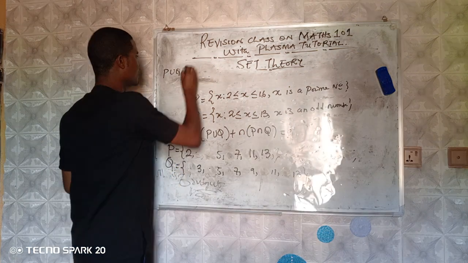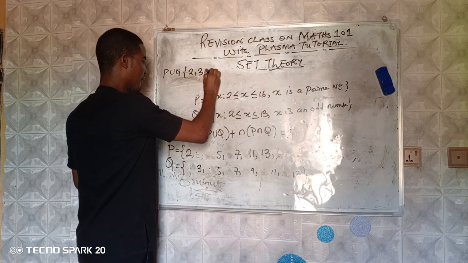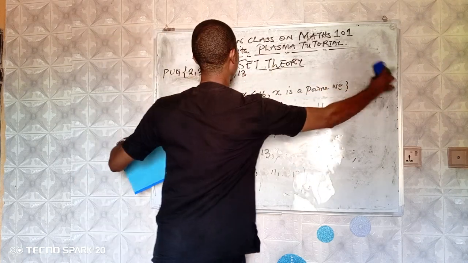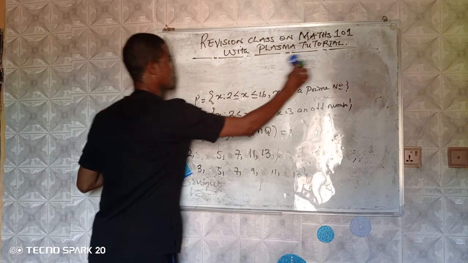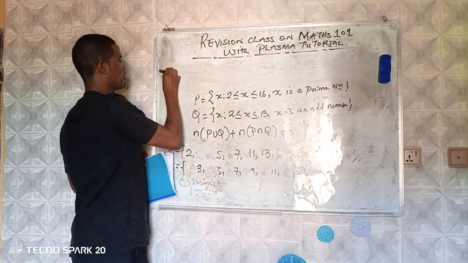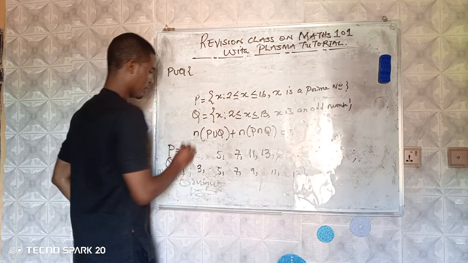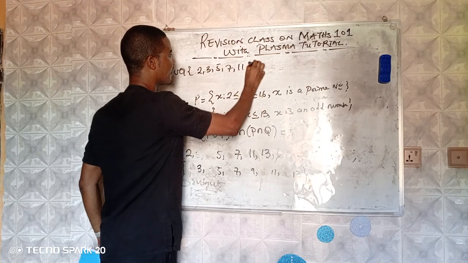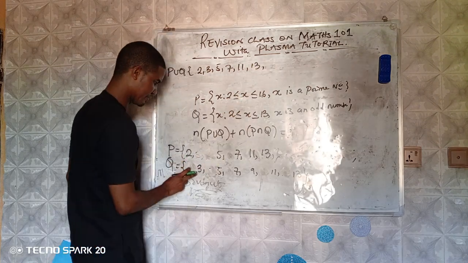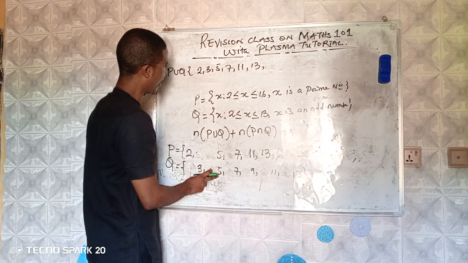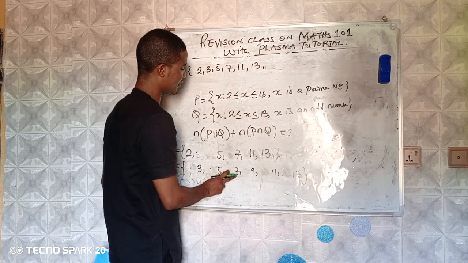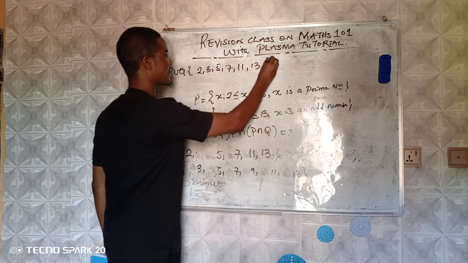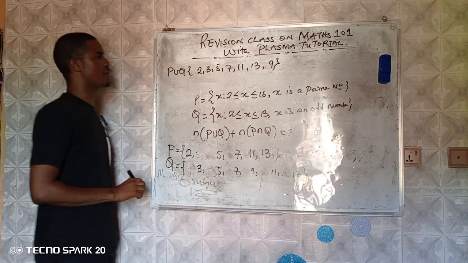So I have 2, 3, 5, 7, 11, 13, union Q. We have 2, 3, 5, 7, 11, 13. Okay. We have mentioned 3 before. We have mentioned 5. We have mentioned 7. We have mentioned 11. We have mentioned 13. The only one we have not mentioned there is 9. So this becomes P union Q.